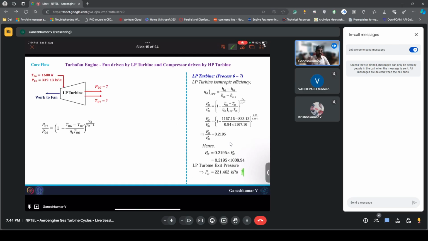So again, we know from the isentropic efficiency relation, you can get this equation and you can substitute these numbers which we found till now. And then this will lead to a pressure of 238.89 kilopascal. The pressure at the exit of the turbine, LP turbine, is a little higher than configuration one. So you can try to find the reason behind this.